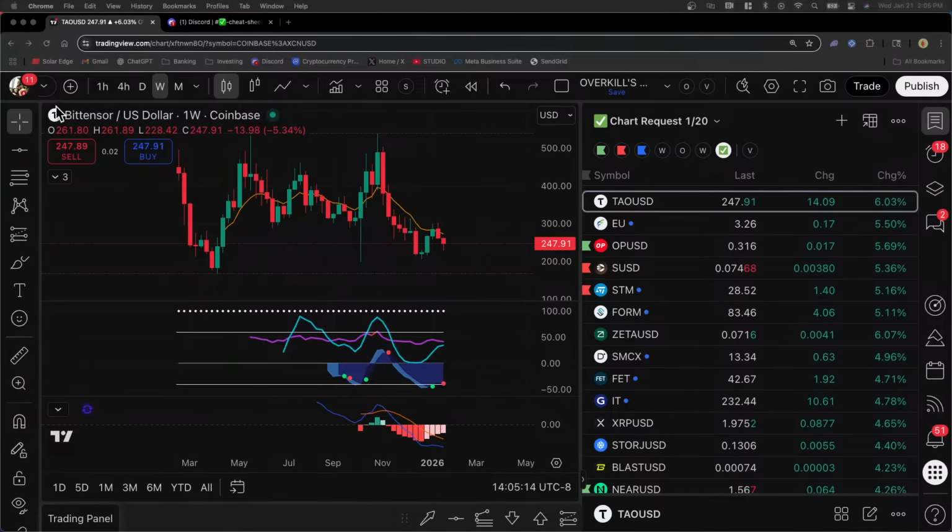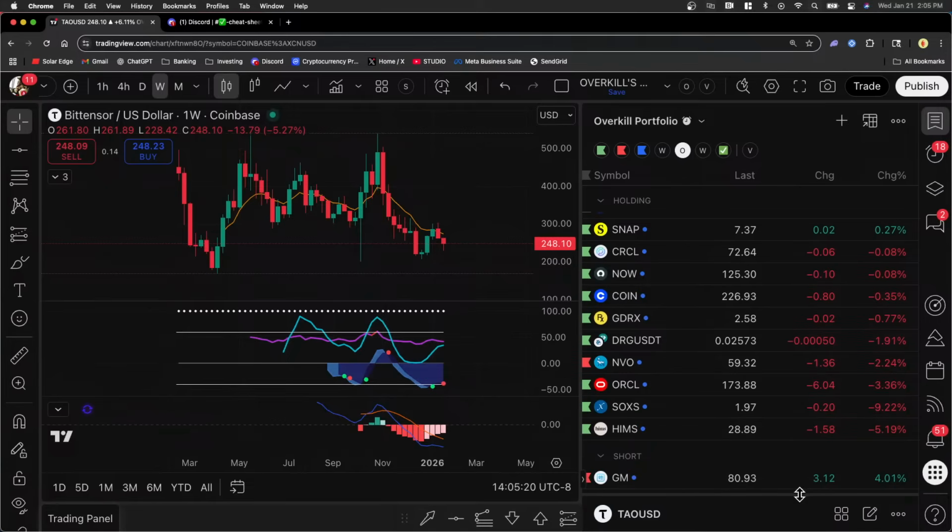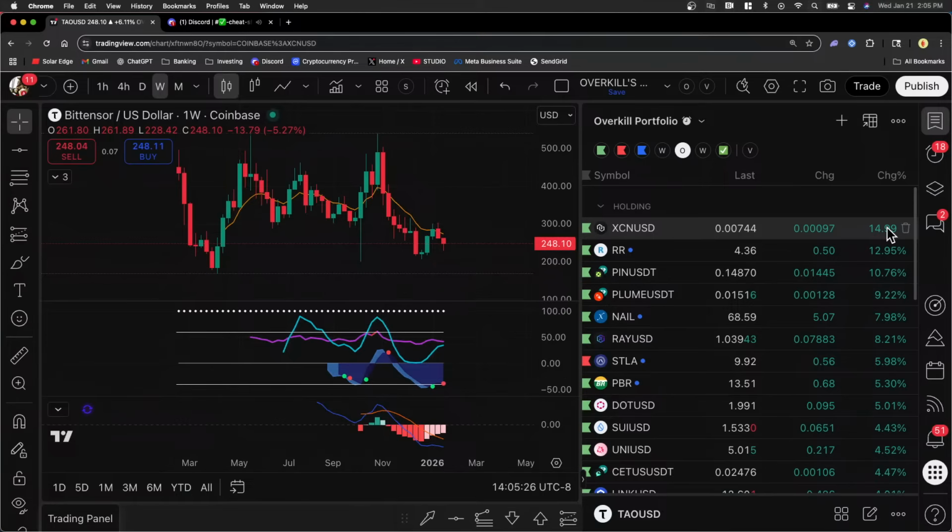So never exceed 2.5%. And that way, you can see how diversified my portfolio is. I might have a day where something gets crushed, like HIMS is down 5% today, but XCN is up 14%.